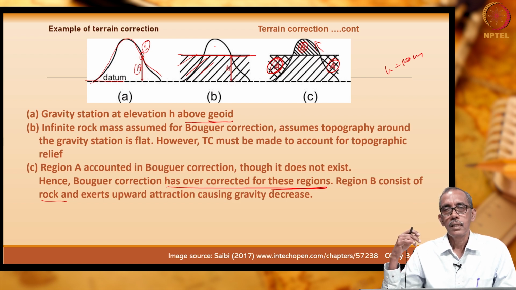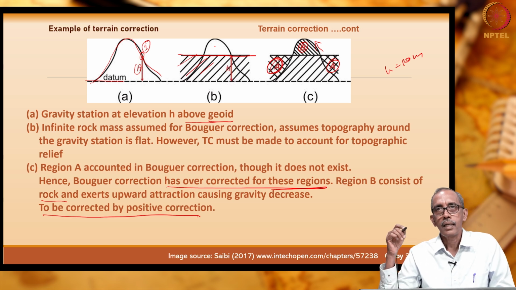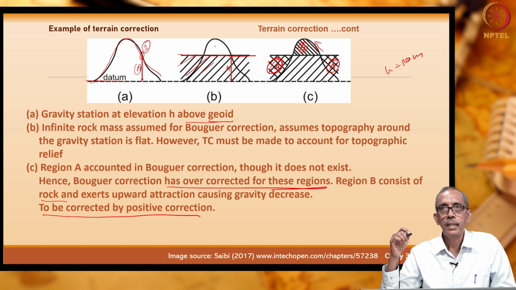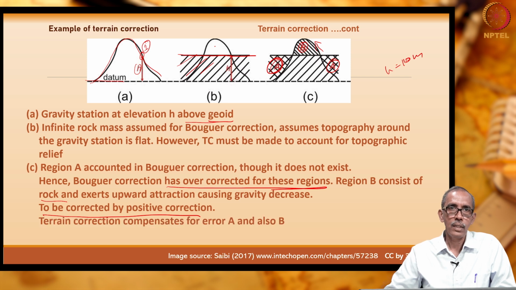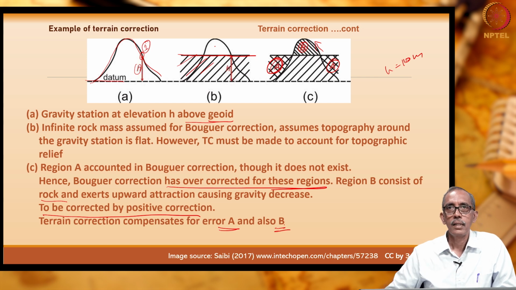So, we get rid of these issues by carrying out terrain correction. In terrain correction, we carry out a correction to eliminate the effect of B as well as region A. So, this is what is known as terrain correction. Terrain correction accounts for the error caused by region A as well as B. Is that clear?